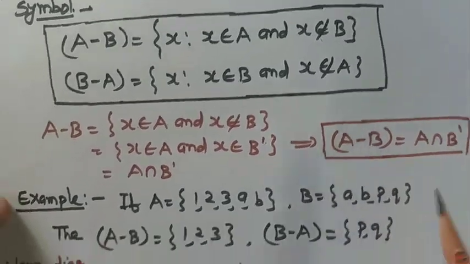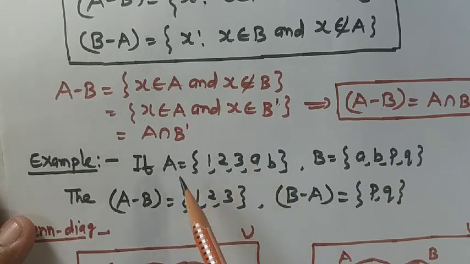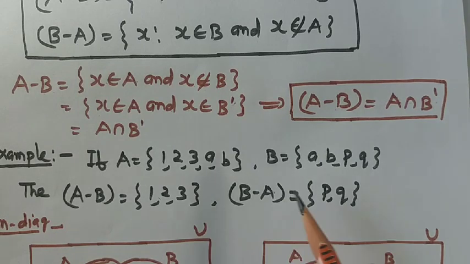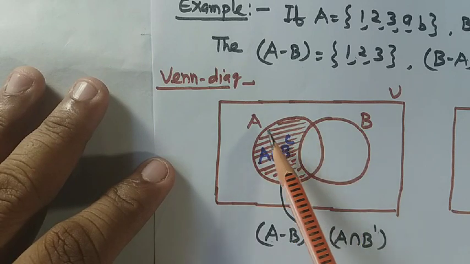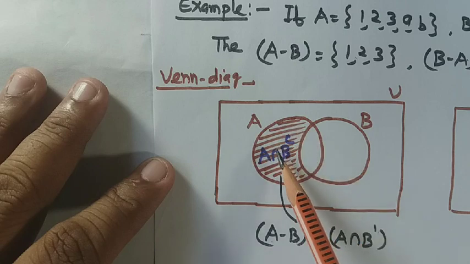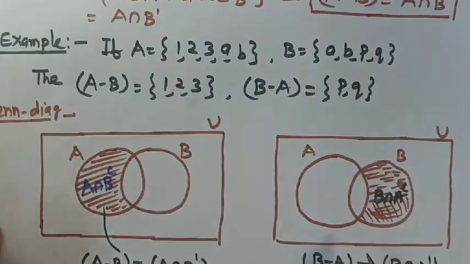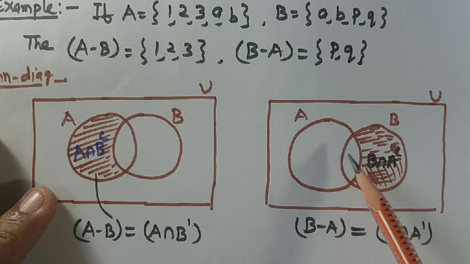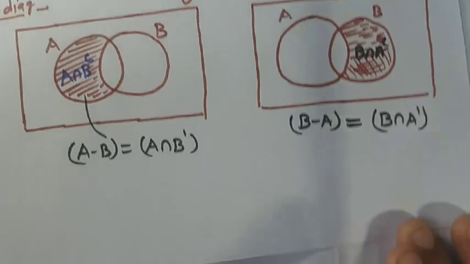Both are the same. By the example, we can take A and B, then A minus B are those elements which are present in A but not in B, and B minus A are those elements which are present in B but not in A. In the Venn diagram, it is clear that this shaded portion, those elements which are present in A but not in B, is A minus B, so A intersection B complement. Similarly, those elements which are present in B but not in A will be B minus A equals B intersection A dash.